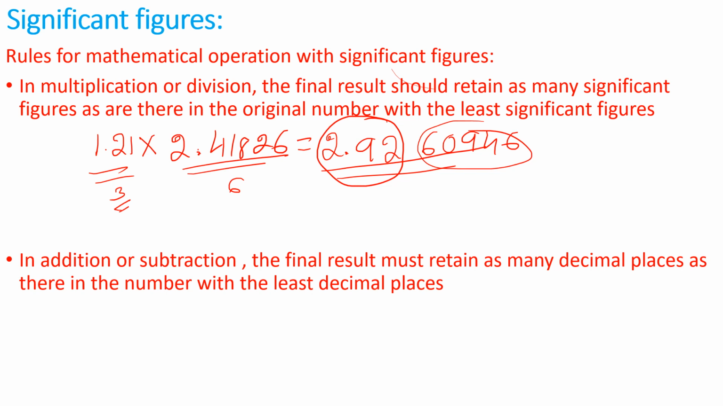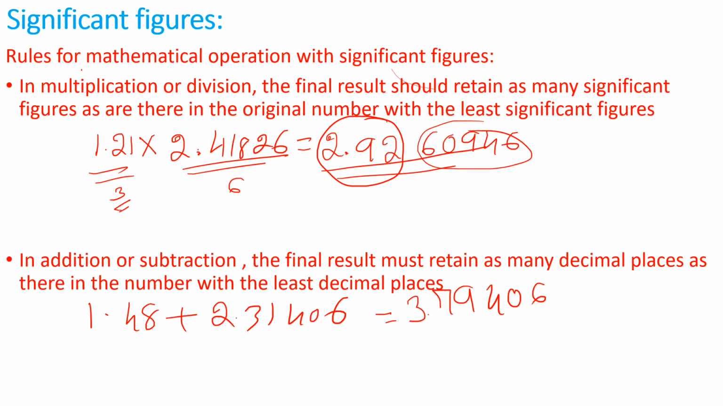The final result must retain as many decimal places as there are in the number with the least decimal places. Same thing, for example, if I take 1.48 plus 2.31406, and I do the addition, the actual answer from the calculator is 3.79406. This is the answer actually.